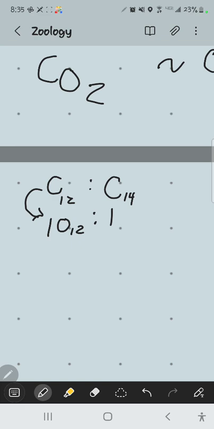So what happens then is as this radioactively decays back into nitrogen-14, the ratio becomes larger. Like this becomes 10 to the 13 to 1, 10 to the 14 to 1, 10 to the 15 to 1. So slowly over time, the amount of carbon-14 decays away and is replaced basically by carbon-12.